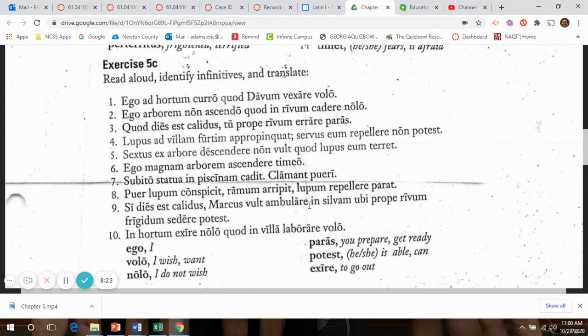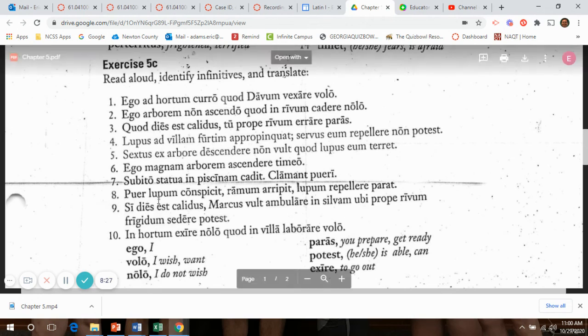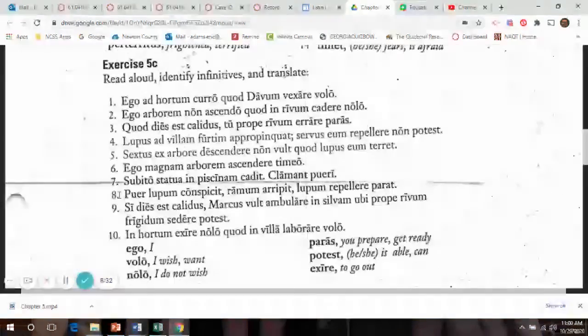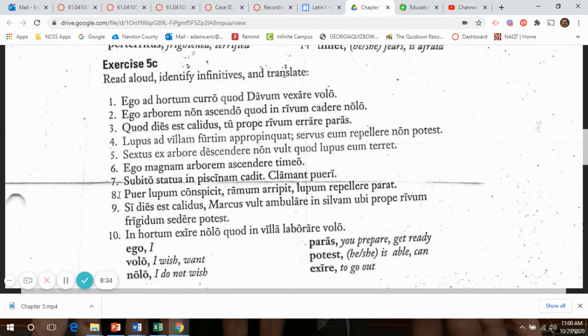So hopefully you have a better understanding of infinitives and also perhaps those literary devices that we saw in number 7 with chiasmus and number 8 with tricolon crescens and asyndeton.